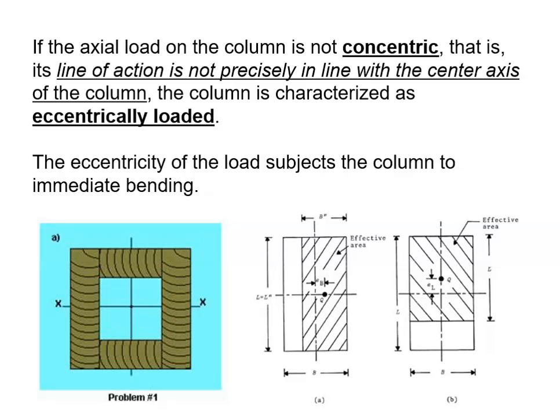And if it is not concentric, but it is eccentric, then that line of action is not precisely in line with the center of the axis. So that load is moving off center from the column, basically, off center. And it subjects it to immediate bending. That's what's happening here, I believe. And of course, structural engineers just have to contend with this issue. It's not impossible, but it just has to be addressed.